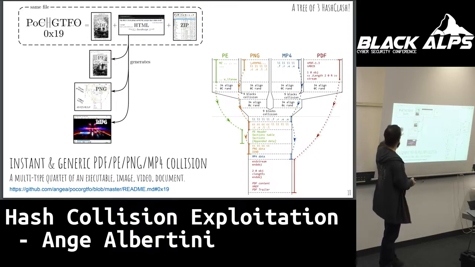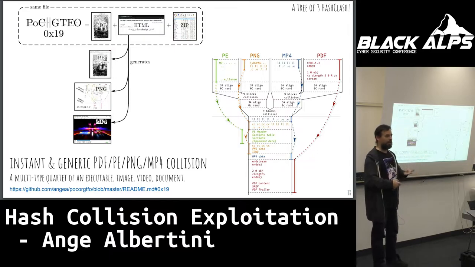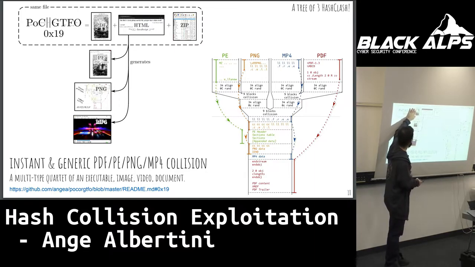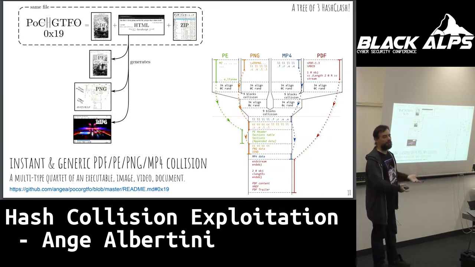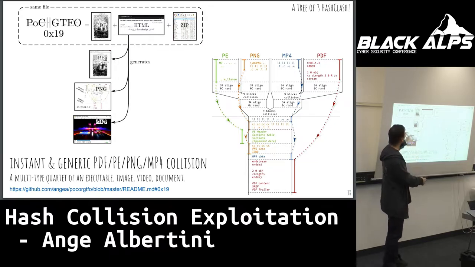If you know PoC or GTFO, issue 19 has four file types that collide, having the same hash. It's a file that has four types: an executable, an image, a video, and a document. So it's four, and really it's very different things. So these four things, the magazine in a PDF viewer, the video, and this image all have the same hash. And we didn't need recomputation every time. Computation took some time, but after that, whenever we modified the LaTeX, it was just regenerating its instance.